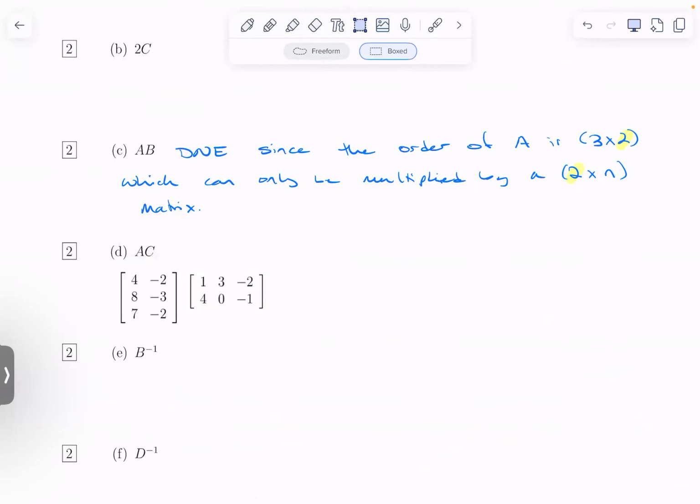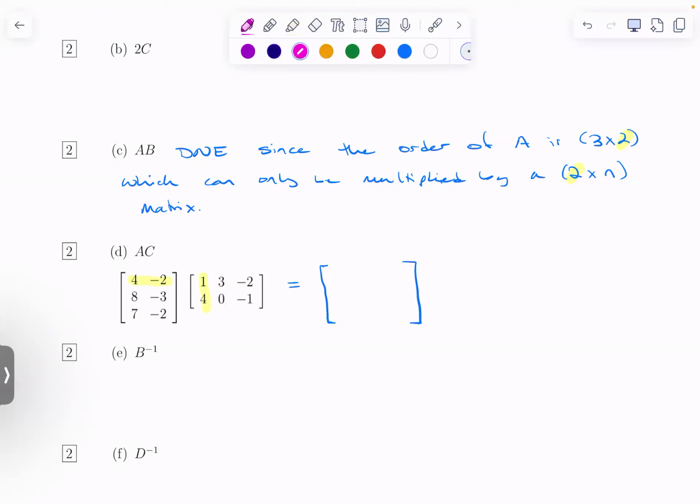A times C. It does. And I've got a 3x2 times a 2x3, so my result is going to be a 3x3 matrix. I'm gonna make room. How does it work? Take the first row and overlay it with the first column, and then add those multiplied together, right?